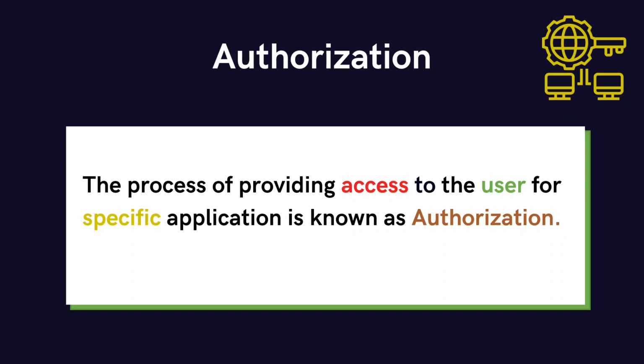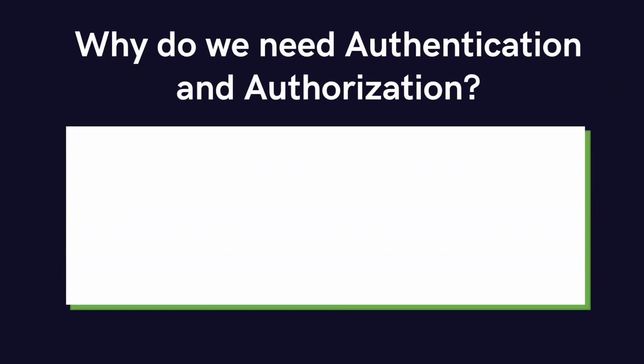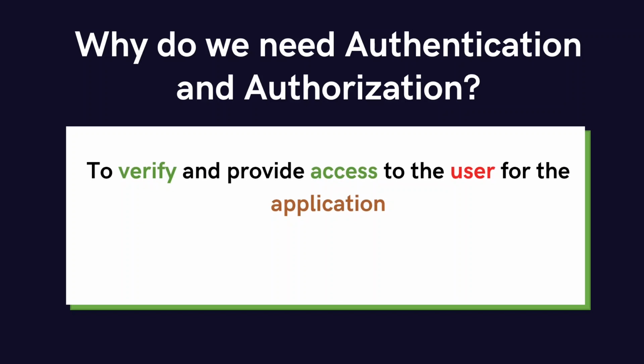We can provide the user access to just see the details, but not to modify them. So we have the authorization part, deciding for what part of the application we provide access to the user. Now, why do we need authentication and authorization? We need them to verify the user and provide access to the application. We cannot provide access directly just by knowing the password and the email. We also do the authorization to provide them the access.